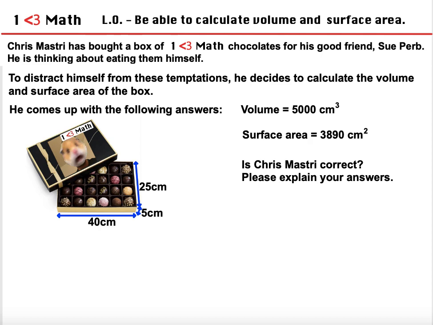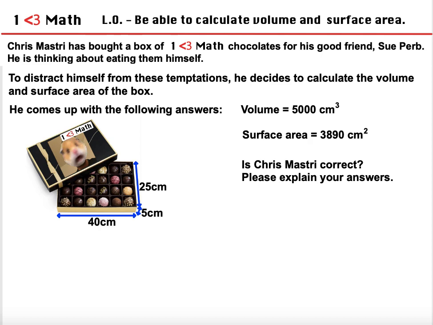Volume equals 5,000 centimeters cubed. Surface area equals 3,890 centimeters squared. Is Chris Mastri correct? Please explain your answers. If you would like to have a go at these questions, please pause the video now before I proceed with the explanations and solutions.